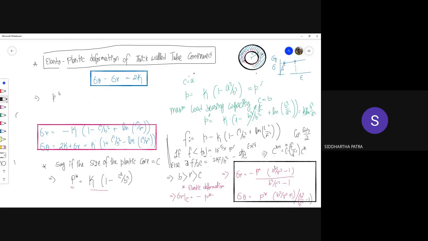P prime is this quantity, right? K times 1 minus A squared divided by B squared, and P double prime is K times ln of B squared divided by A squared. Can you tell me which quantity is going to have higher value? 1 minus A squared by B squared or ln of B squared by A squared? Which quantity has the higher value?